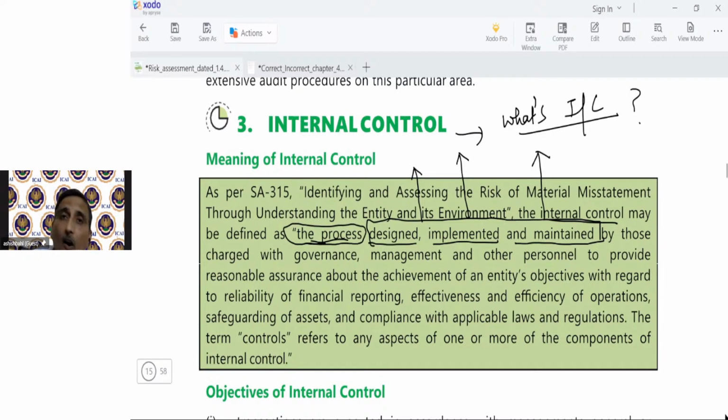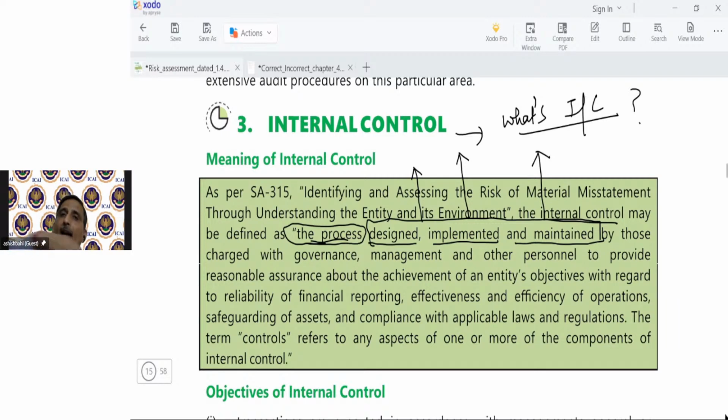The auditor comes into the picture later on. The auditor's responsibility is to study the control system and to test the operating effectiveness of internal control, and to see whether the internal controls have been designed properly.